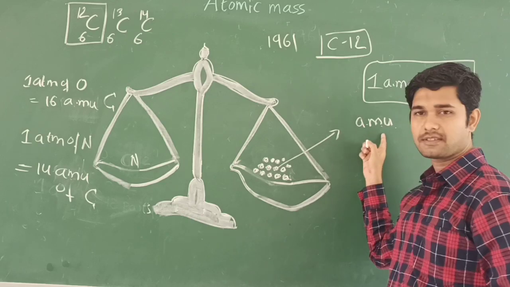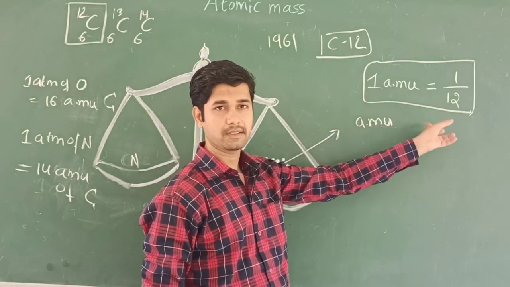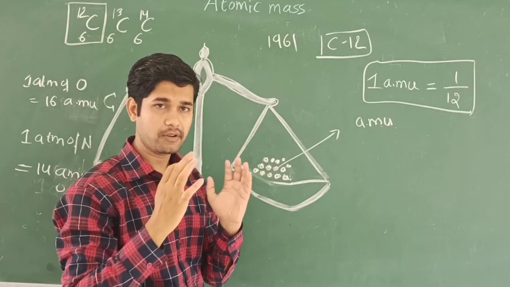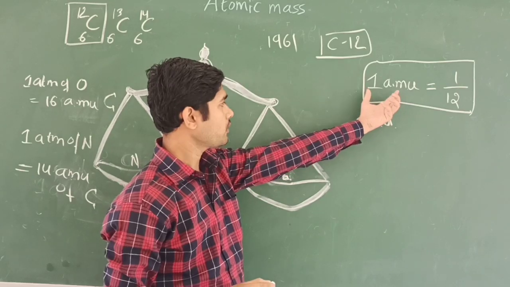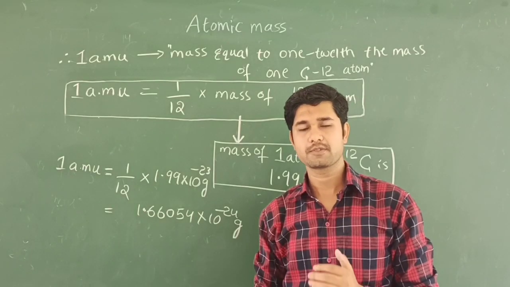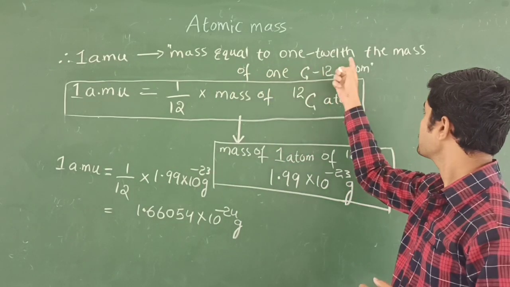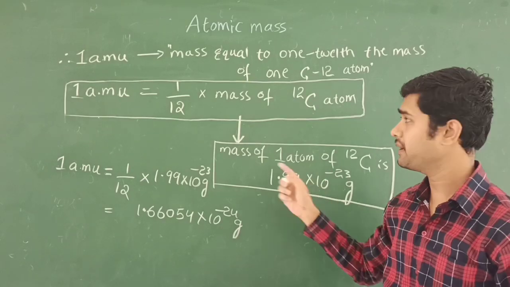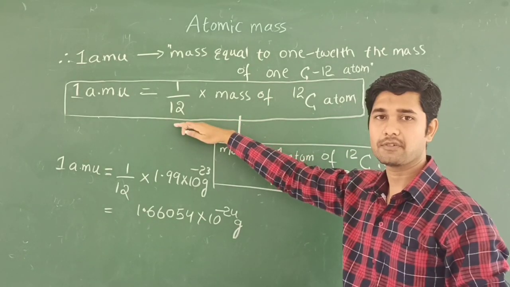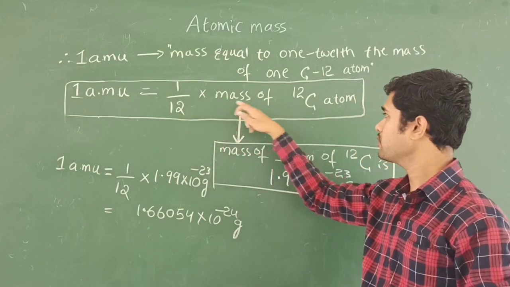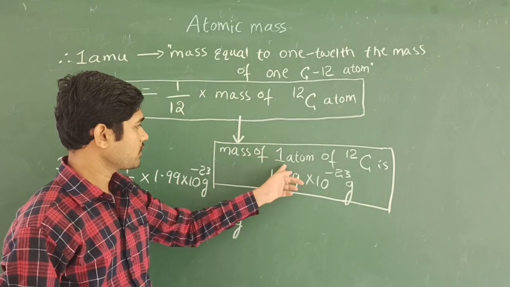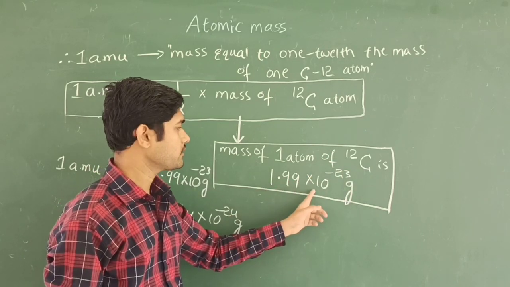And one atomic mass unit, I am going to measure like this because of the 1 by 12. 1 by 12 means there are 12 units and I am going to take only 1 unit. So one atomic mass unit is equal to 1 by 12 parts of the carbon. Now one atomic mass unit is defined as the mass equal to 1/12 of the mass of one carbon 12 atom. If you need to memorize this: one atomic mass unit is equal to 1 by 12 into the mass of the carbon 12 atom.